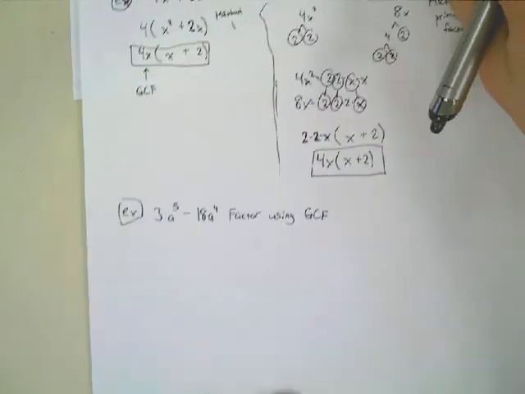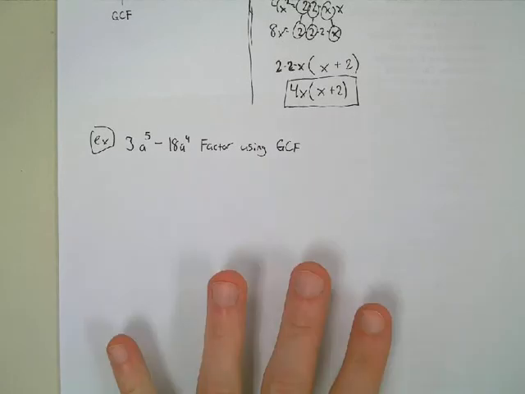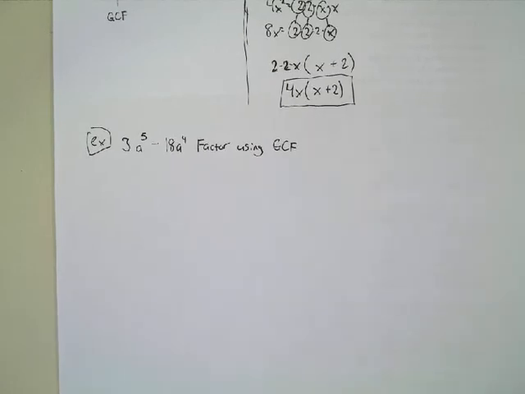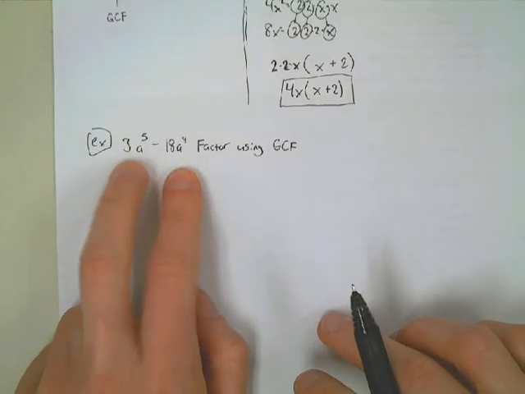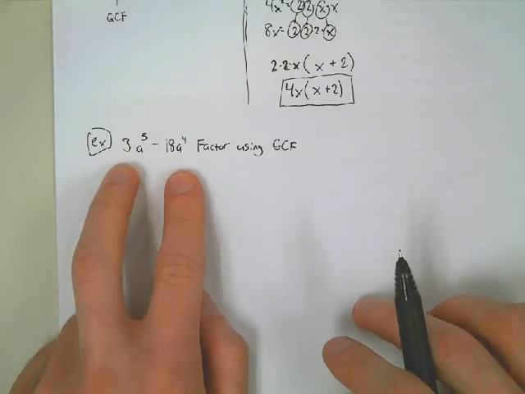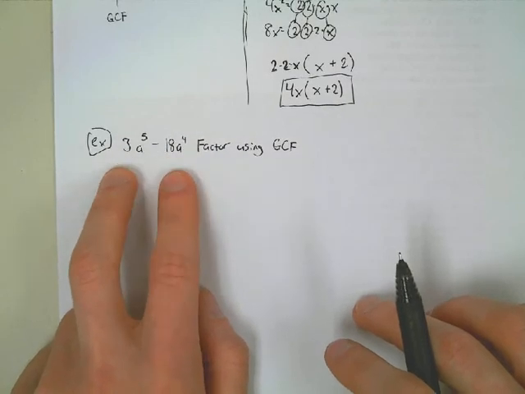Three a to the 5th minus 18a to the 4th. All right, so Xander, 3a to the 5th minus 18a to the 4th. Do you see anything in common between these two? Anything we could divide between these two things right here? Okay, you see an a. How many a's could we divide out? 4 of them, that's right. This has a to the 5th, this is a to the 4th, so there's 4 in common. So we'll say a to the 4th.